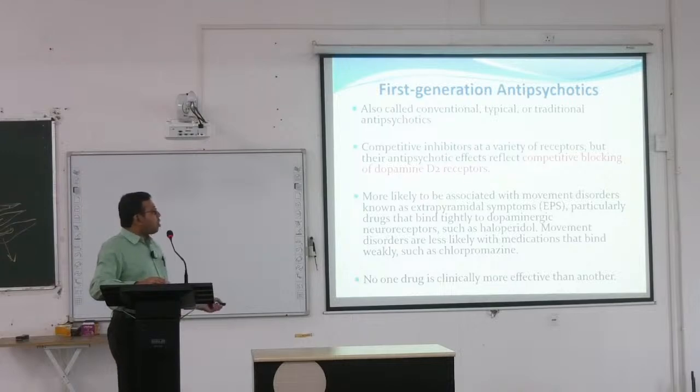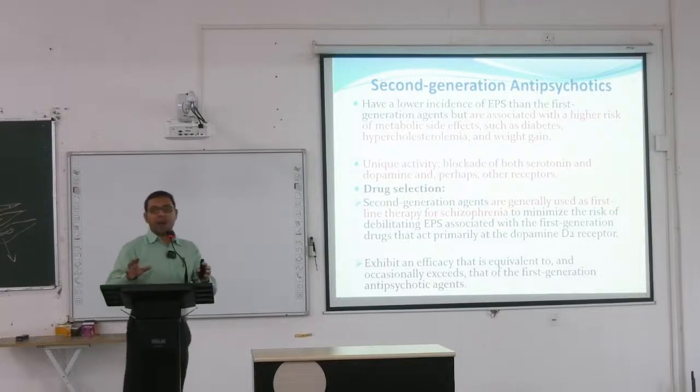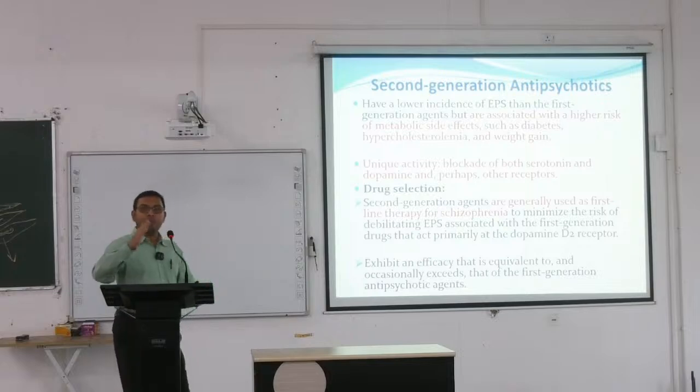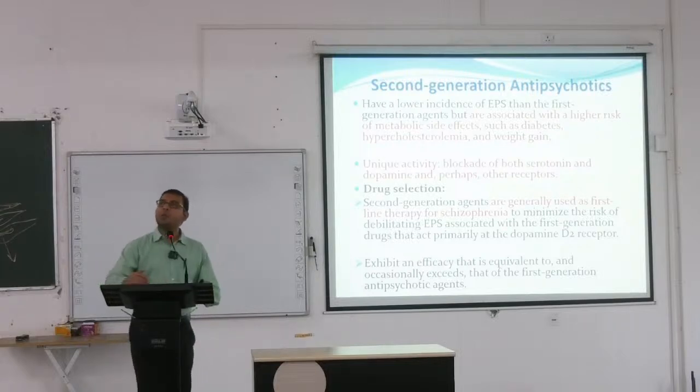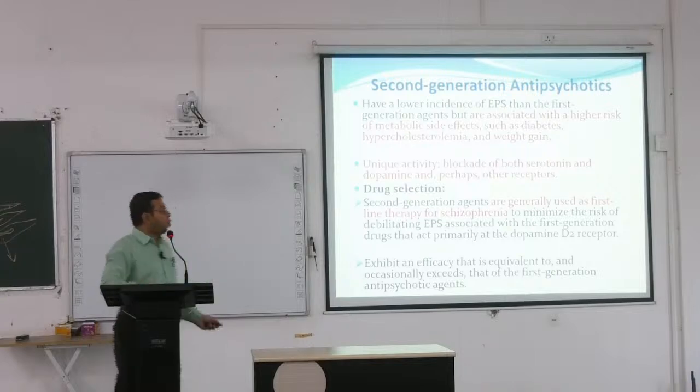And no one drug is clinically more effective than another. So efficacy wise all are at par. Second generation antipsychotics have a lower incidence of extrapyramidal symptoms. So these are the main differentiating factors about the adverse effects of these two generations of antipsychotics. But they are associated with a higher risk of metabolic side effects. Metabolic side effects are more with atypical antipsychotics and less with the typical antipsychotics.